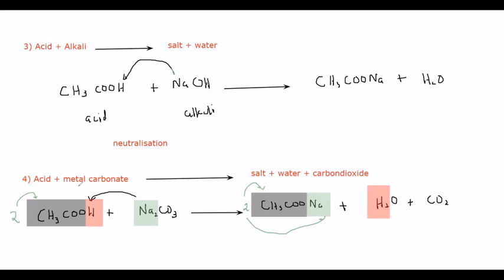Same way, if acid reacts with metal carbonate, the product is salt, water, and carbon dioxide. So sodium will take the position of hydrogen. So it will be sodium ethanoate, the salt, water is H2O, and carbon dioxide is CO2.